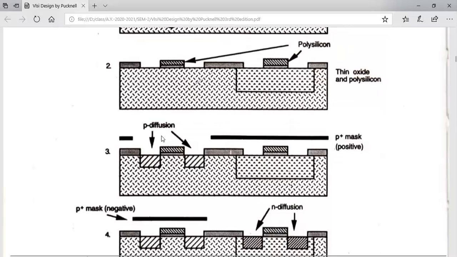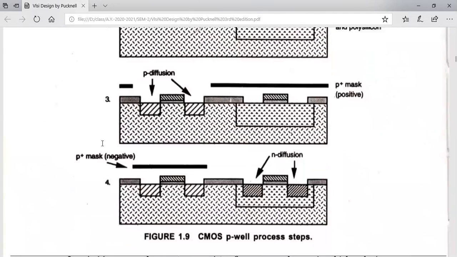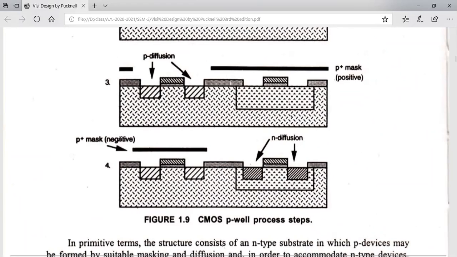In the third step, when we are forming the p plus diffusion, the NMOS transistor formation area will be masked with the help of the P plus mask, which is a positive mask. And now we will have a mask of negative type covering the P transistor formation area, and N type diffusion will be carried out, and the N plus source and drains are formed.